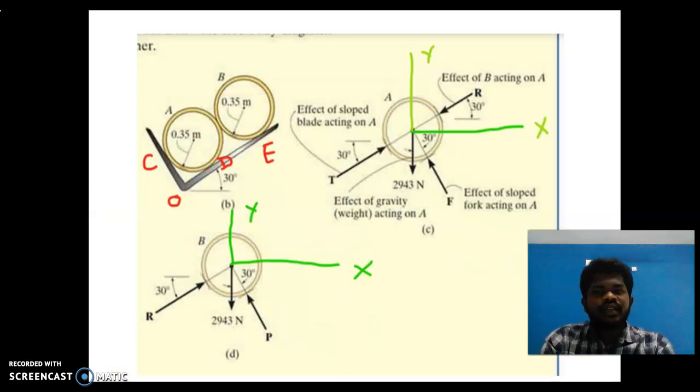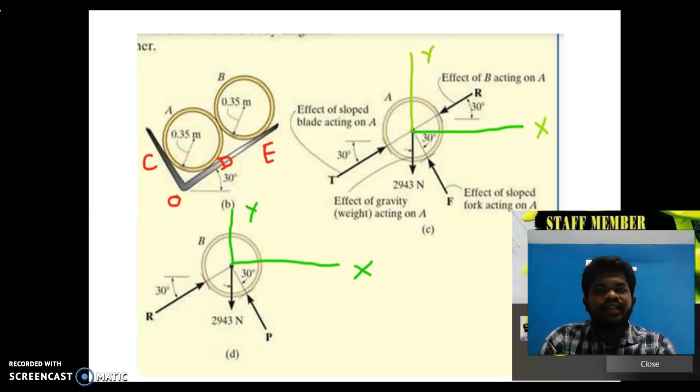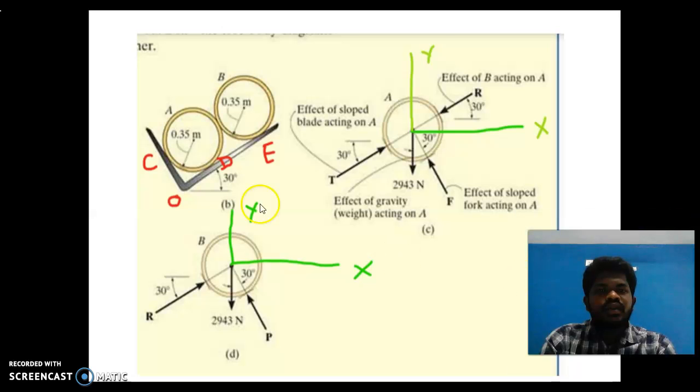Here the contact is C, and O is the point where we place the rectangular coordinate system. Point D is the contact point between pipe A and pipe B, and point E is the contact point between the pipe and the forked tines. So this is the problem.